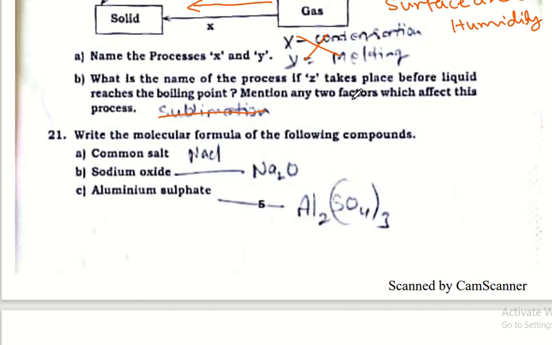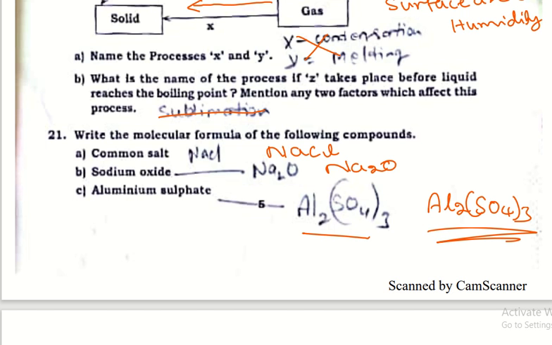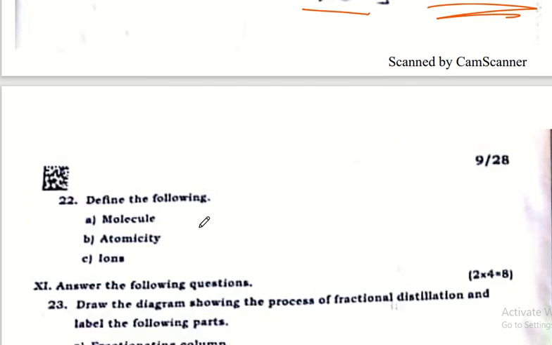Write the molecular formula of the following compounds. Common salt is sodium chloride, so we write NaCl as the correct molecular formula. Sodium oxide is Na2O. And aluminum sulfate is Al2(SO4)3, that means Al2 with SO4 thrice. So this is the molecular formula for aluminum sulfate. Then we move on to the next one.